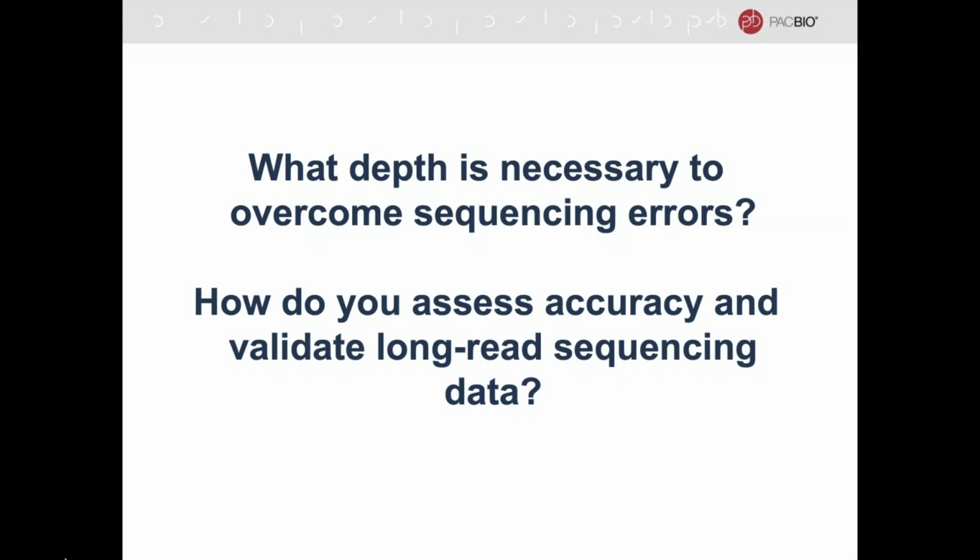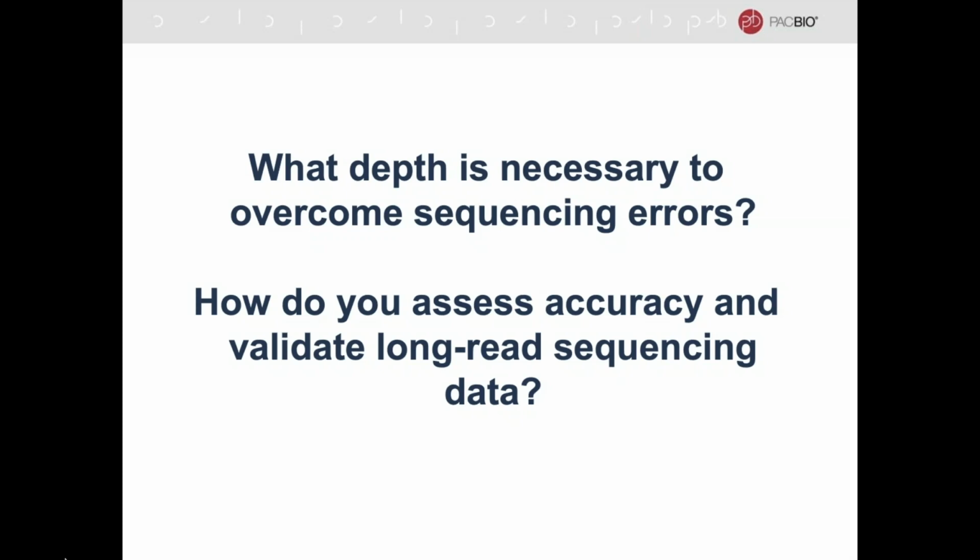Absolutely. So we did have a question come in, so I was hoping one of you could expand on it. When you were talking about the coverage with your recommendations, were you talking about HiFi or traditional long-read sequencing, in terms of the actual coverage that you need to overcome the sequencing errors?